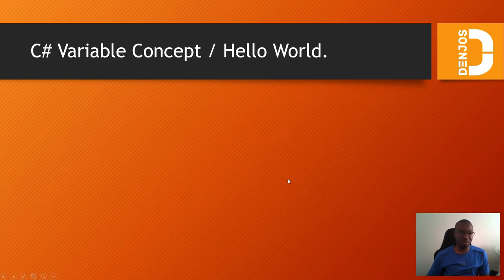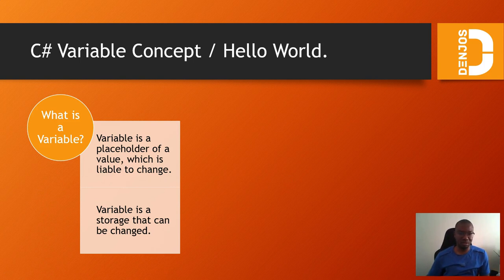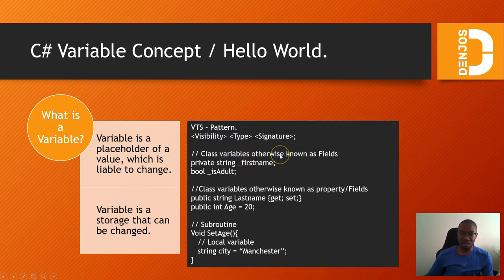Before you know much about the concept, you need to know what a variable is. A variable is a placeholder of a value which is liable to change. In other words, a variable is a storage that can be changed. Okay, and now I'll show you a perfect example of that. It looks like this on the screen, where I'm using the VTS pattern: visibility, type, and signature. You have a variable down here, a private string field, where private happens to be its visibility, string happens to be its type, and firstName happens to be its signature.